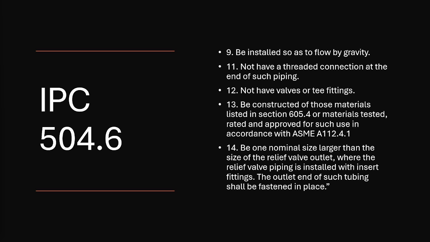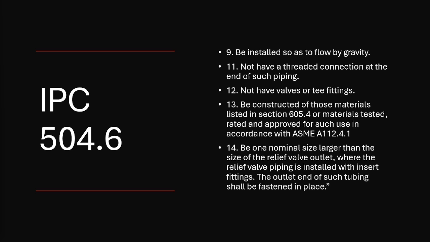Point number 13, it has to be constructed of those materials listed in section 605.4 or materials tested, rated, and approved for such use in accordance with ASME A112.4.1. So you hear us all the time saying we can't use PEX for our TMP line. Why do we say that? But then you go into a big box store and they've got these little ones you can buy and they're made out of PEX. Well, those have been engineered, they've been tested, they've been rated, and they are approved. The standard PEX you're going to find in your truck and the little fittings, that has not been approved for such use, and there's another reason, and that's at point number 14.